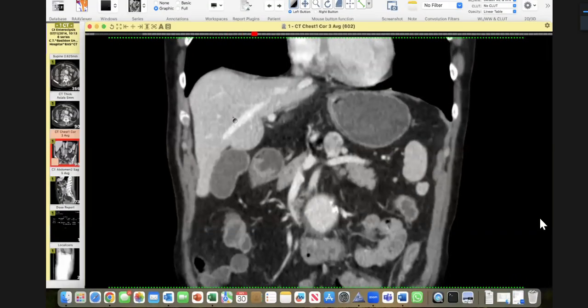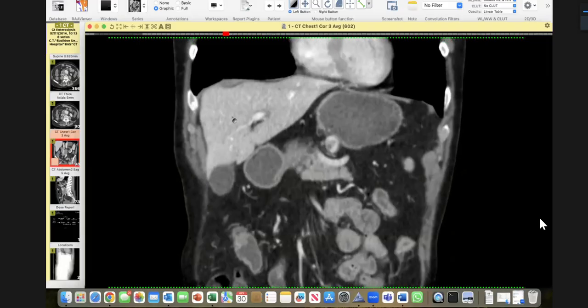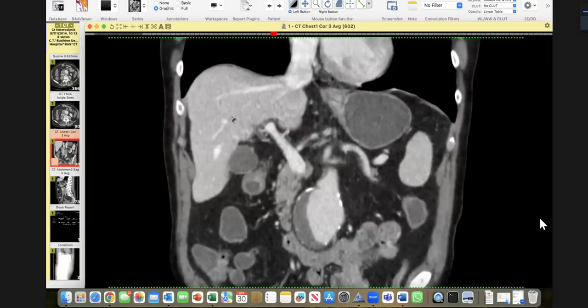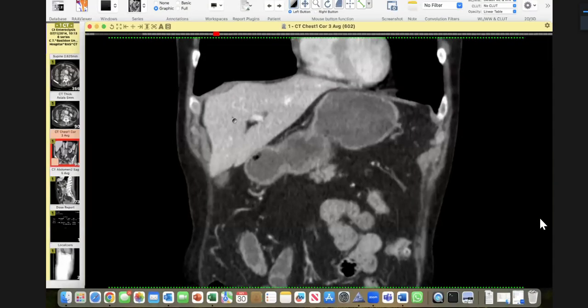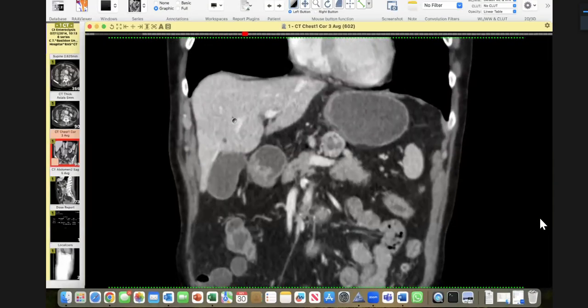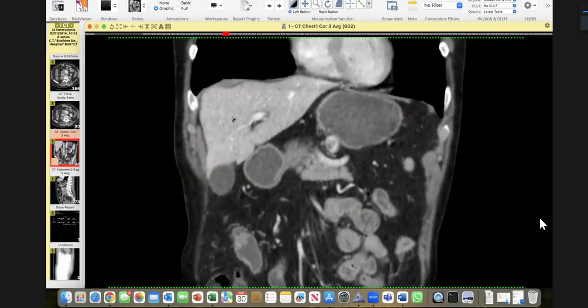To further confirm the neuroendocrine tumor, I would look at the other images, and also I would suggest further imaging for this, like nuclear medicine imaging, to further characterize this, like the octreotide scan.